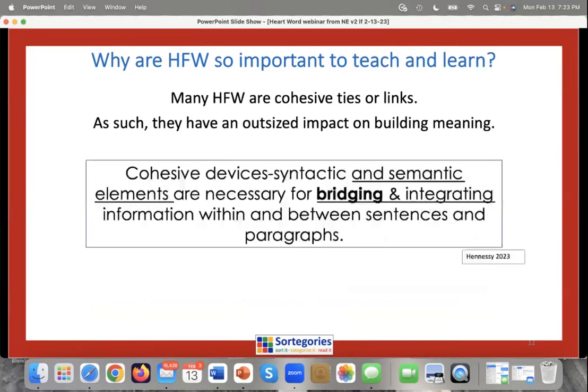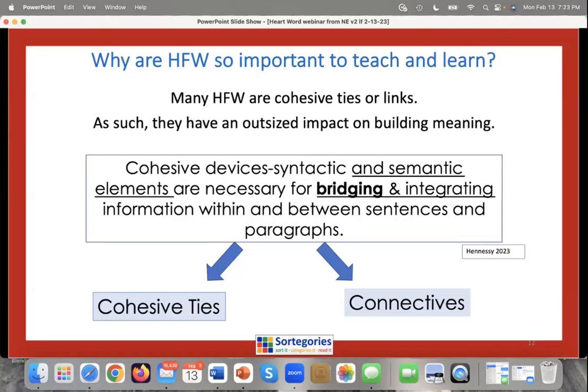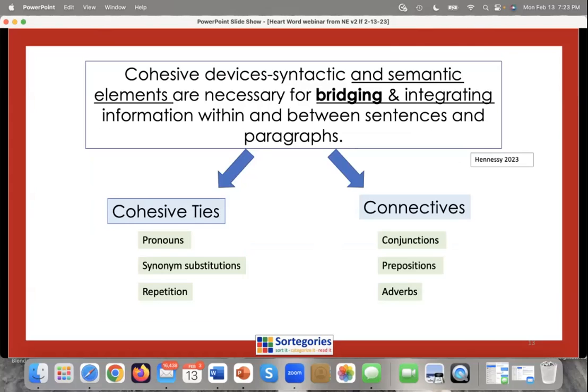Let me click again. Nancy Hennessy, who has taught us a lot about reading comprehension and, as a subset of that, syntax, points out that cohesive devices, those syntactic and semantic elements, think words here, help bridge between meanings within and across sentences. So as it turns out, a lot of these little high frequency words that we use a lot are either cohesive ties or they are connectives. Let me go to the next slide and break that down a little more.